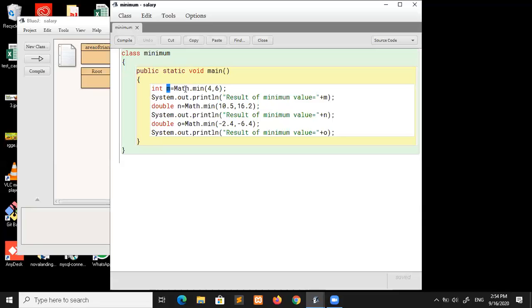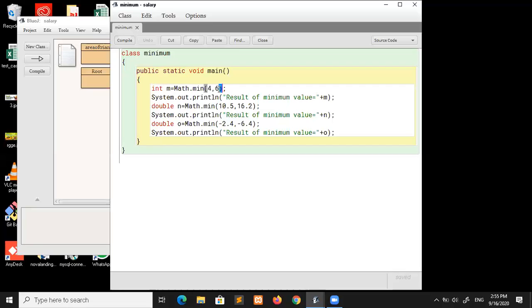Now for the mathematical functions, Math is the keyword which is stored in the BlueJ library. That means M should be in uppercase, Math, that is the math of mathematics. So that Math is inbuilt, and the name of my function is min, which specifies the function name as minimum, and the user is going to specify the two values in the brackets, that is as arguments. So the two values are 4 comma 6.